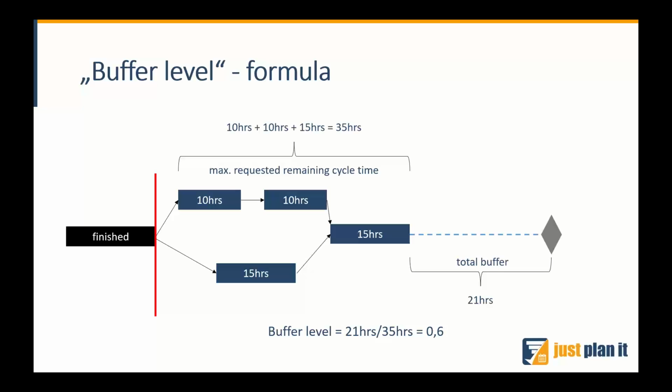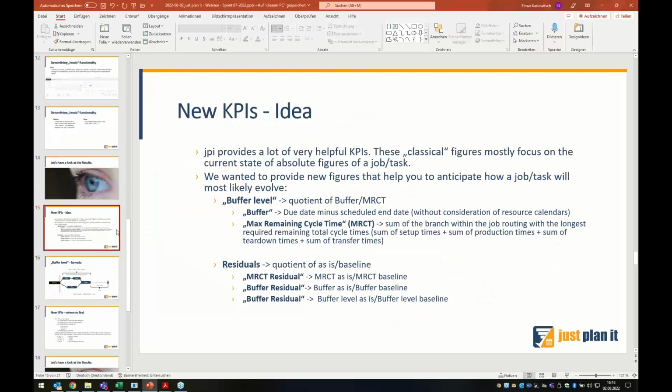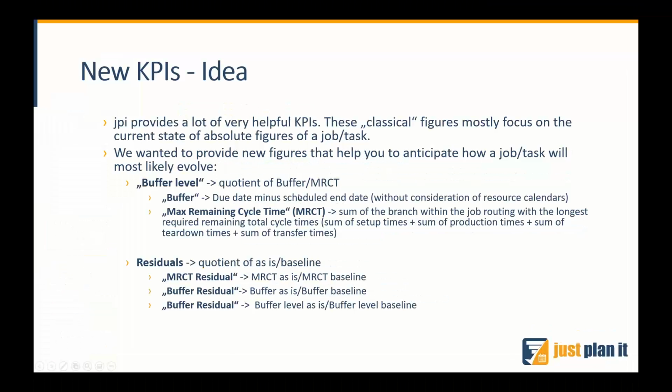Okay, then I'm switching back to my slide from before. We have some additional KPIs, which we call the residuals. The residuals are the quotients of as-is figures divided by baseline figures. These residuals indicate how much remains of the MRCT, of your buffer, and of your buffer level.